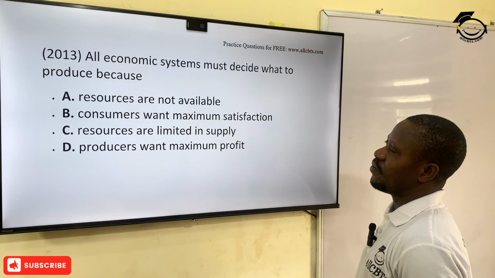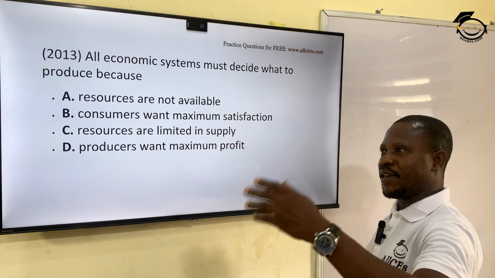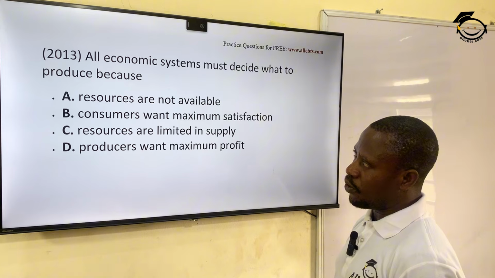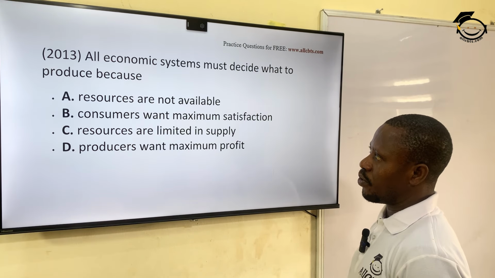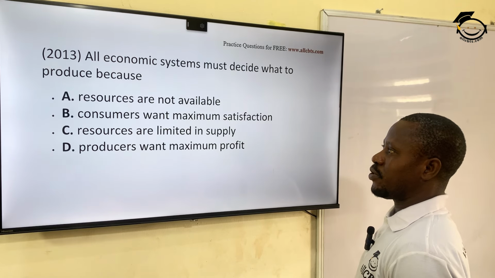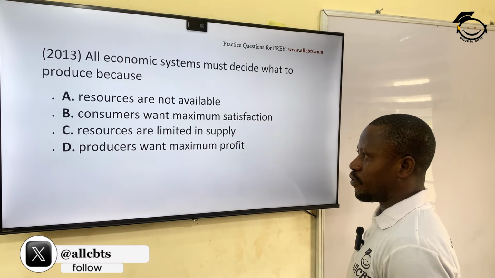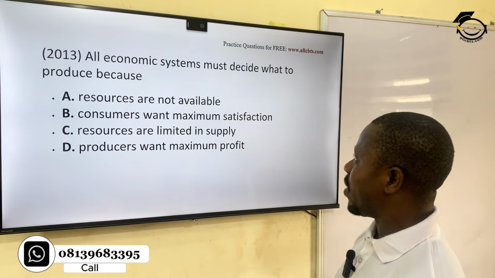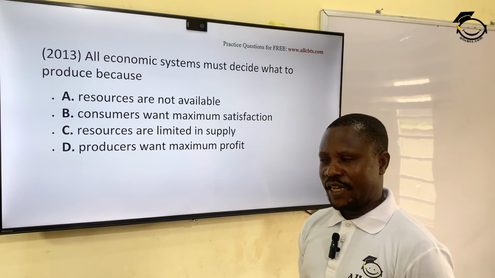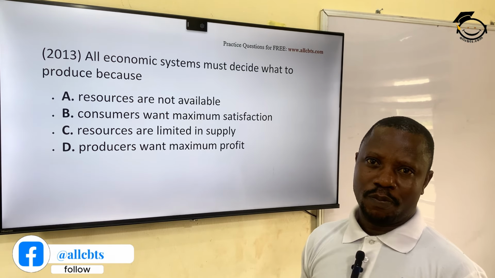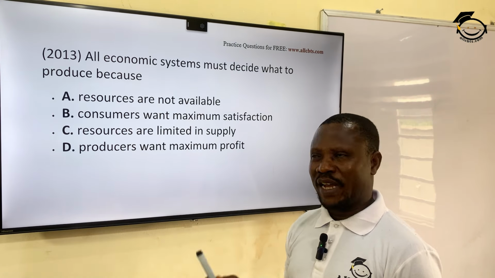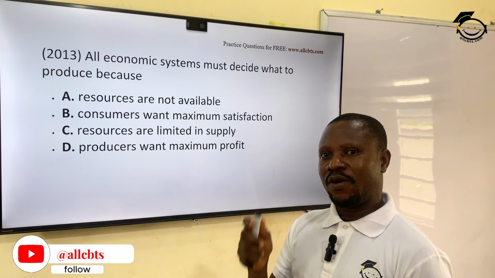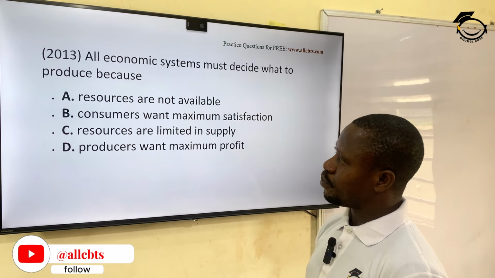All economic systems, whether laissez-faire, socialist, capitalist, command economy, or mixed economy, decide what to produce because resources are not available? No. Consumers want maximum satisfaction, maybe. Resources are limited in supply. Producers want maximum profit. The correct answer is this: whether you are socialist or capitalist or mixed economy, you have to decide what to produce, the reason being that resources are limited in supply. This has always been a major problem, and that's the essence of economics: a situation whereby limited resources chase after unlimited wants. So option C is the correct answer.